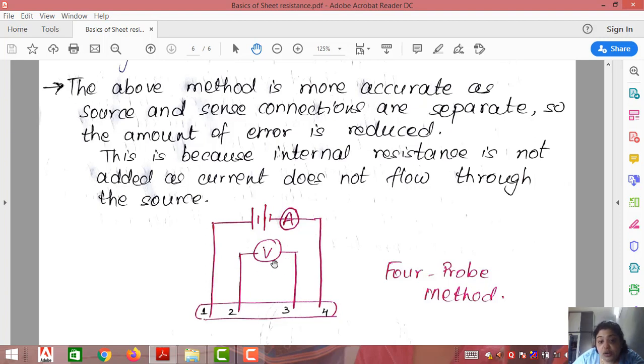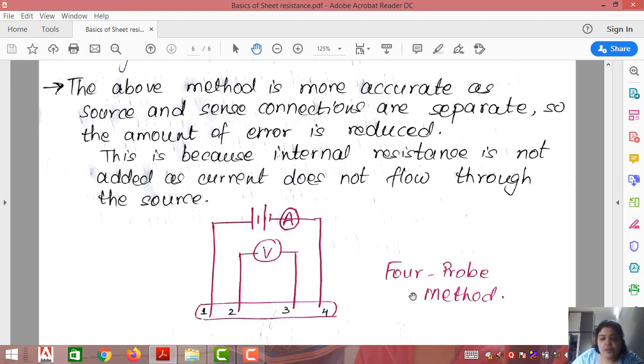So current is not flowing between contacts 2 and 3. So the resistance is not being added. The resistance of this voltmeter is not being added here. So that is the reason the internal resistance isn't added, and the value you get is very, very accurate.